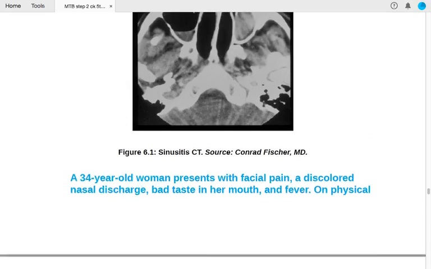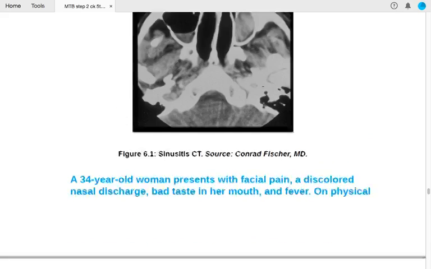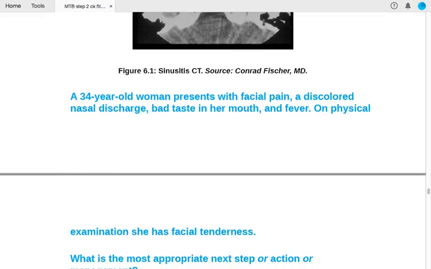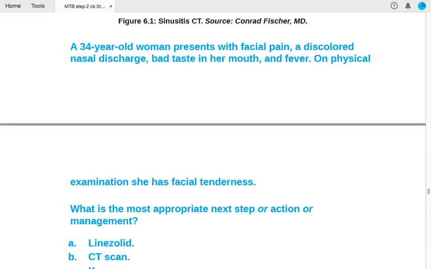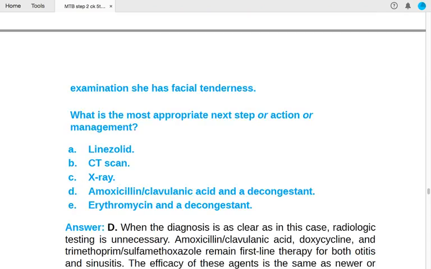Now here you can see the sinusitis. A 34-year-old woman presents with facial pain, discolored nasal discharge, bad taste in her mouth, and fever. On physical examination, she has facial tenderness. What is the most appropriate next step in management? Now, they're asking you the most appropriate next step. They're not asking you the most accurate test, right? So here we will give antibiotic. That is considered to be the most appropriate next step in management. That means the use of antibiotic, that's amoxicillin-clavulanic acid, that's a combination, that's Augmentin, and a decongestant.